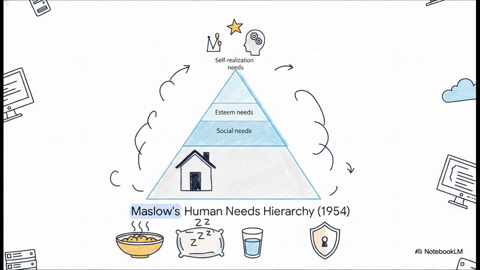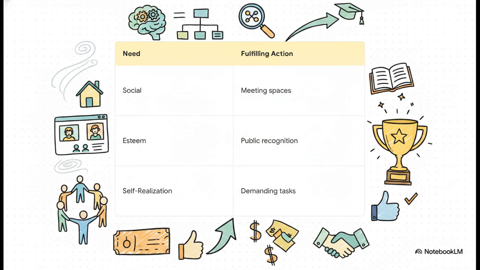Working from the bottom up, those foundational layers represent basic physiological needs, like food and sleep, followed by safety needs. But here's the thing about our industry. Those lower needs are typically already met. People working in software development aren't generally going hungry or feeling physically threatened in their office spaces. Because those lower layers are already taken care of, software managers need to rigorously focus their attention on the top 3 layers.